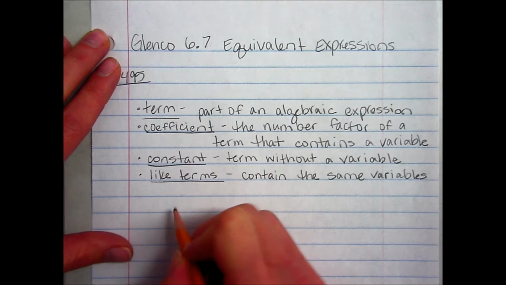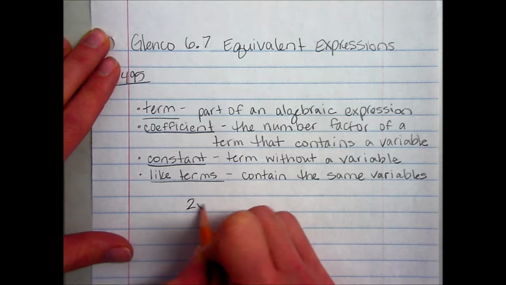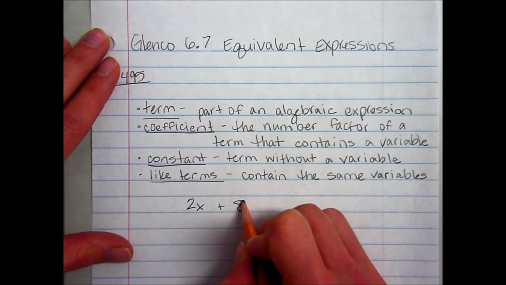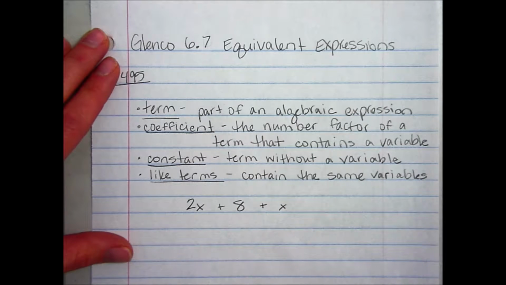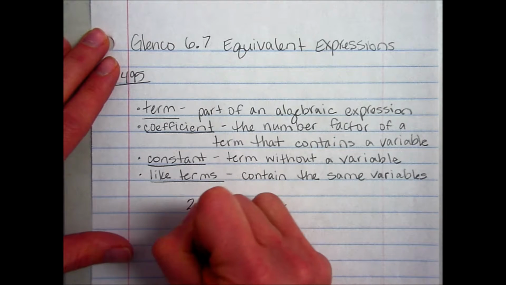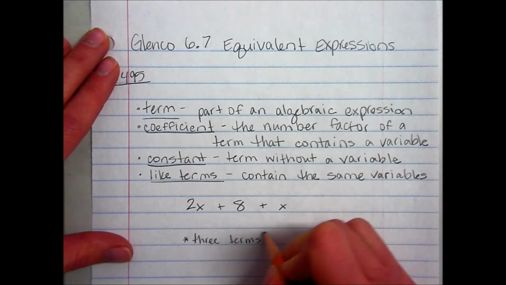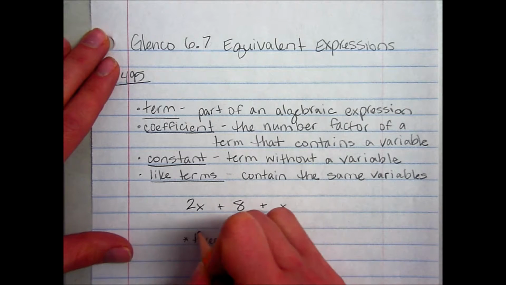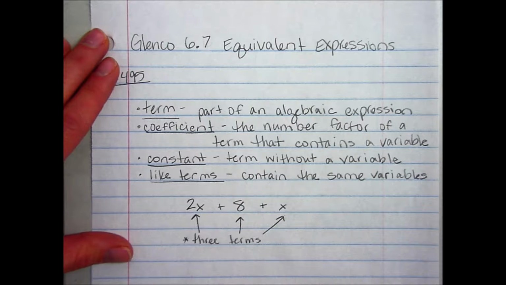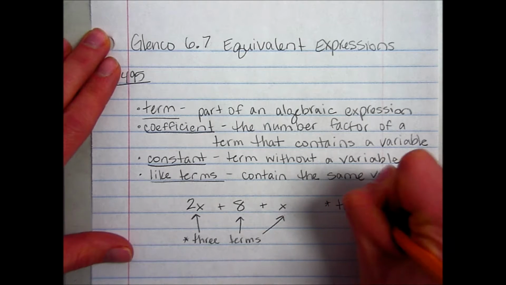Alright, so in the example, I'm going to change the numbers. Alright, we have 3 terms. Each of these are part of the algebraic expression. And for this particular expression, we have 2 like terms.